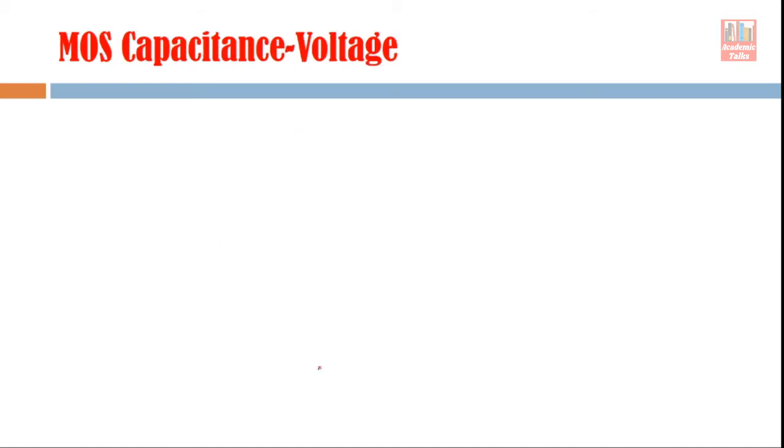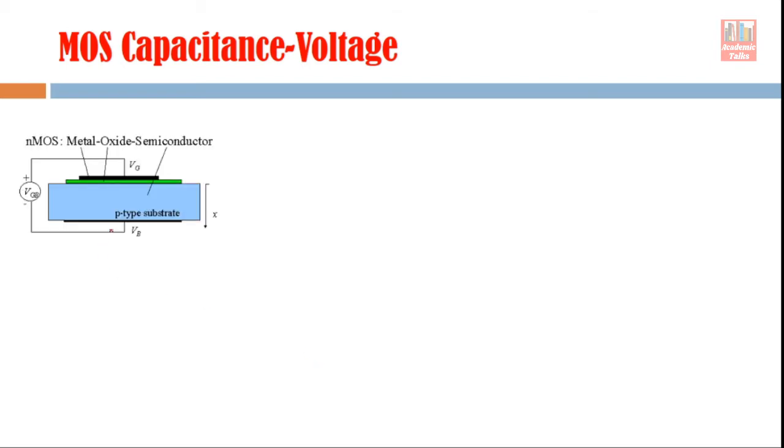Before going further, we have to understand the behavior of the capacitance voltage curve, or how the capacitance of a MOS device changes when we apply a voltage on the gate terminal. You know that the MOS structure is something like this. We have a semiconductor here, and in the present case I have considered a p-type semiconductor. On top of this semiconductor there is an oxide layer.